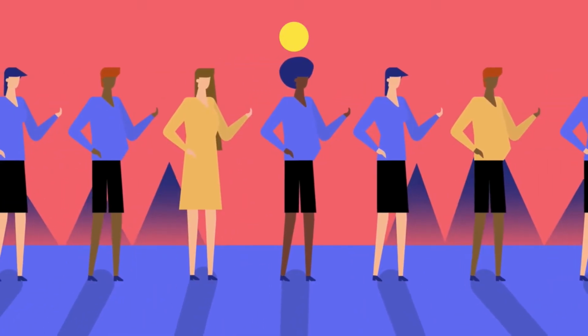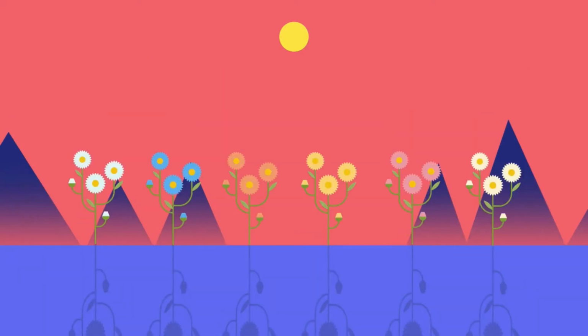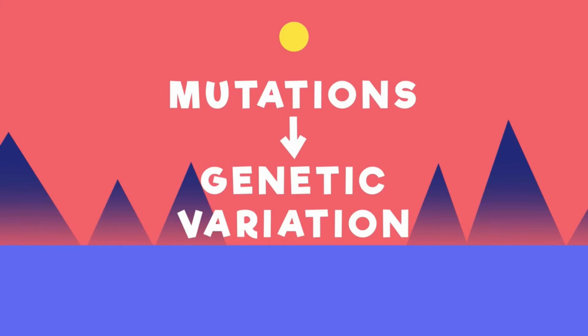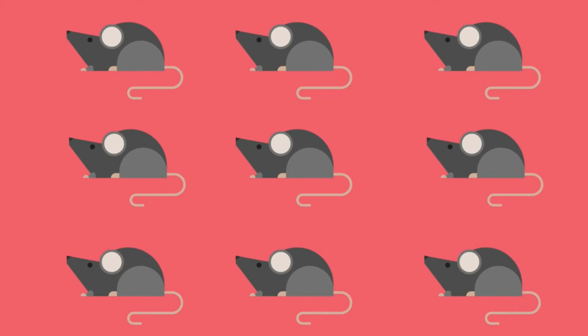Look at everyone around you. Maybe they have different hair, or eyes, or skin colour. There is a lot of genetic variation in all populations: humans, animals, plants, everything. This is because genetic variation in a population arises from mutations. For example, in a population of black mice, a mutation might arise which causes white fur.